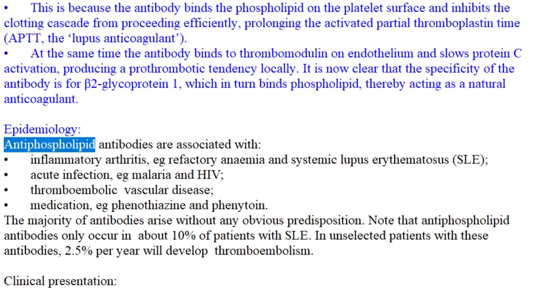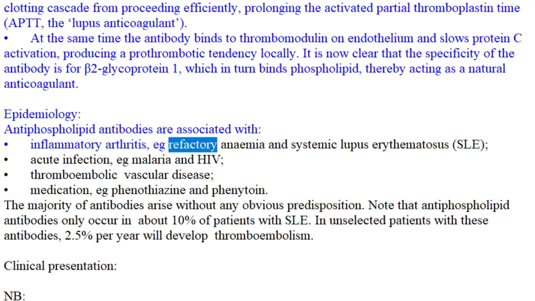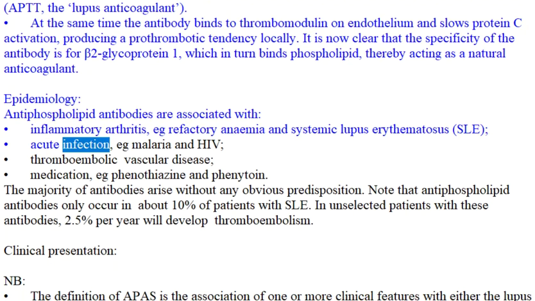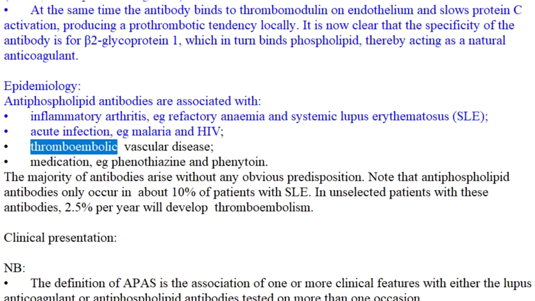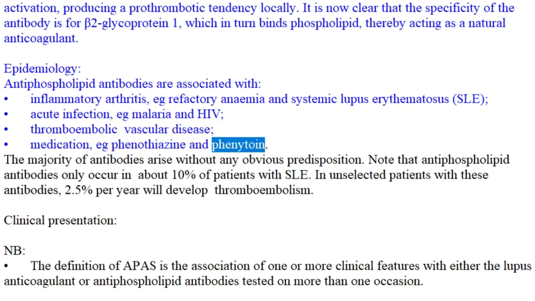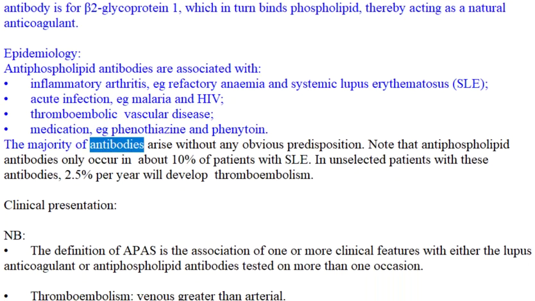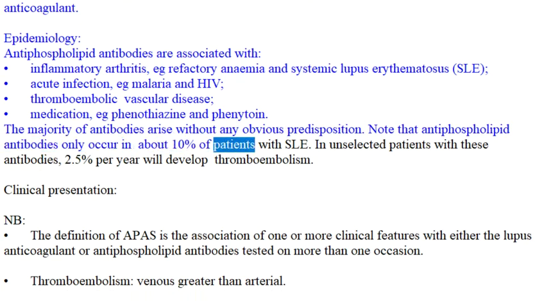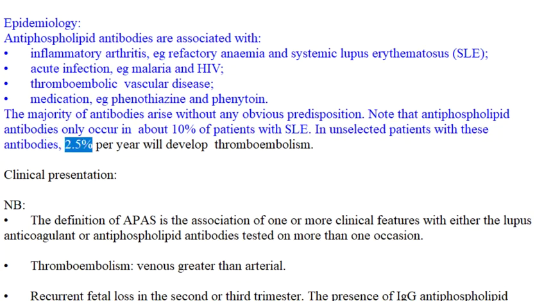Epidemiology. Antiphospholipid antibodies are associated with inflammatory arthritis, e.g. refractory anemia and systemic lupus erythematosus, SLE. Acute infection, e.g. malaria and HIV. Thromboembolic vascular disease. Medication, e.g. phenothiazine and phenytoin. The majority of antibodies arise without any obvious predisposition. Note that antiphospholipid antibodies only occur in about 10% of patients with SLE. In unselected patients with these antibodies, 2.5% per year will develop thromboembolism.